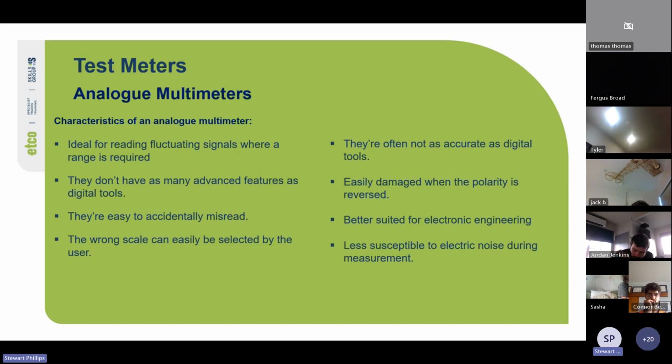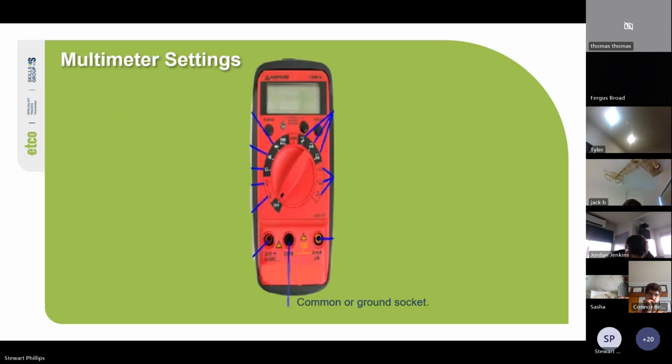The wrong scale can easily be selected by the user, so you could accidentally damage the meter by putting it onto 10 amps when you're reading 100 amps, and then the needle just goes whoop all the way to the wrong side. They're often not as accurate as digital tools. They can be easily damaged when the polarity is reversed. Better suited for electronic engineering, and they're less susceptible to electric noise during measurements. So they do have their advantages, but generally for general electrical or electrician work, not ideal.